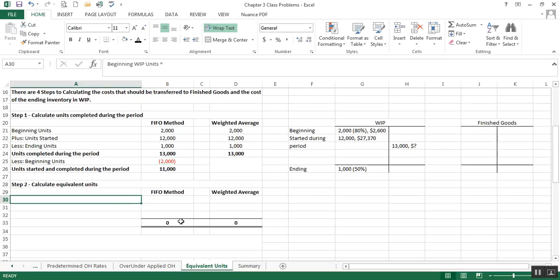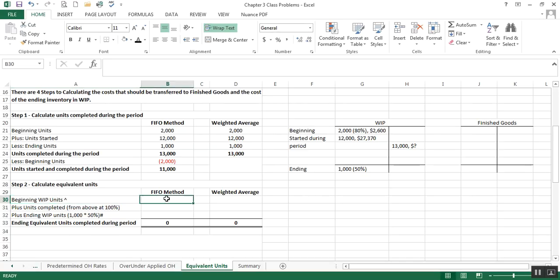Okay? We're going to focus on the FIFO method first. So the second step is telling us to calculate the equivalent units. So here we look at the beginning, we add what was completed during the period, and we add our ending WIP. Okay? This is a little bit different than step 1. First, we have to convert this information into equivalent units, and then we have to add them all up to get the equivalent units that were completed during the period.